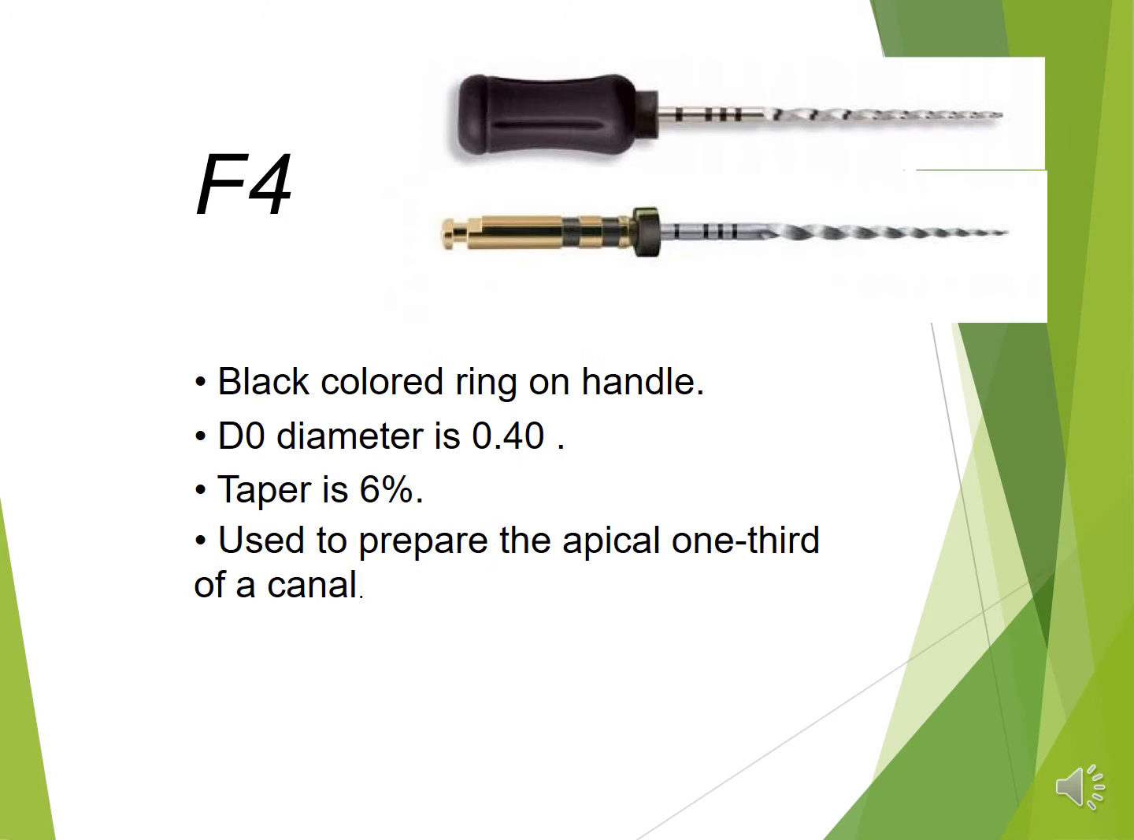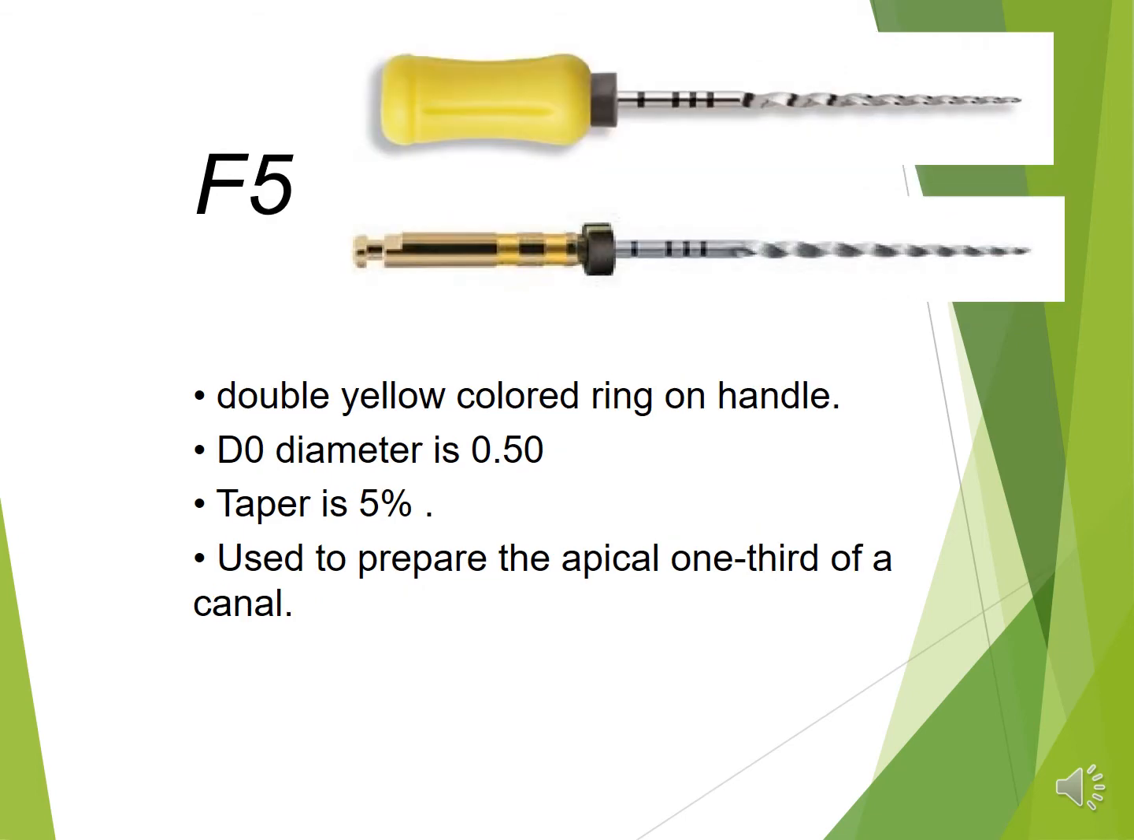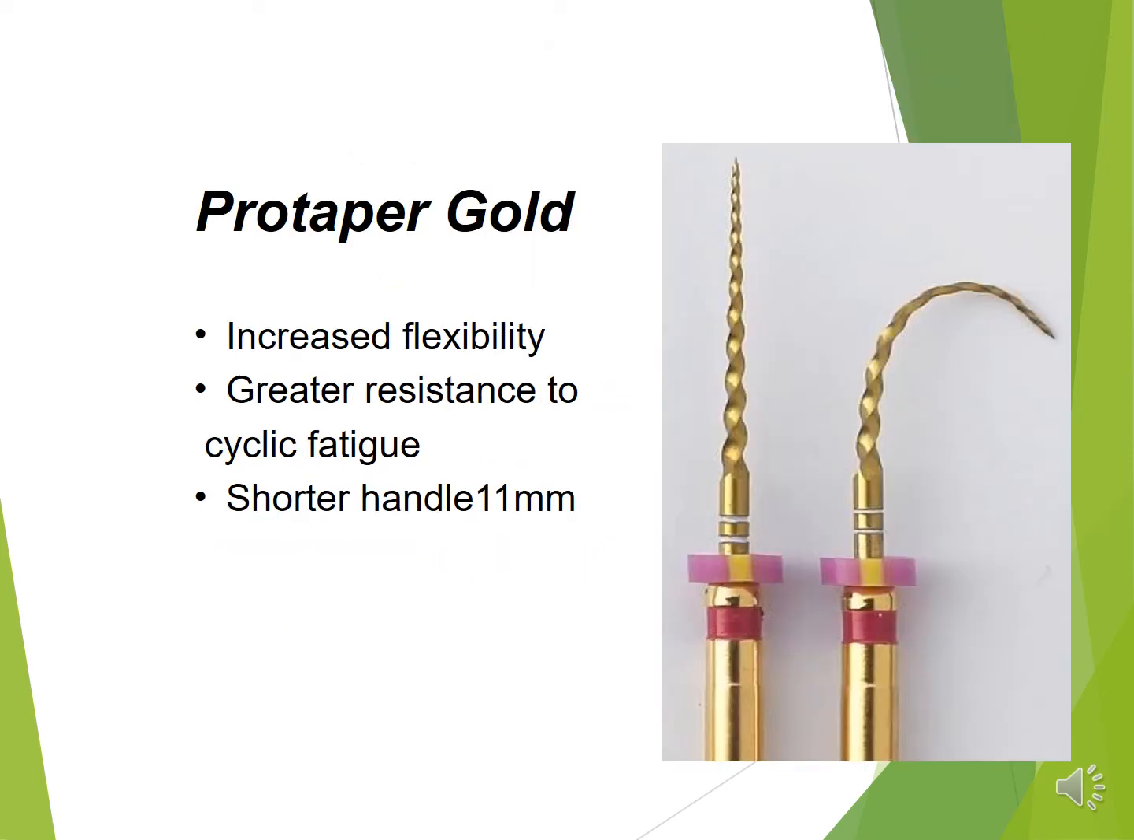F4 file has a black color ring on the handle. The D0 diameter is 0.40 whereas the taper is 6%, used to prepare the apical third of the canal. F5 has a double yellow color ring on the handle. That's the differentiation between the F1 and F5. F1 has a single ring whereas an F5 has 2 rings. The D0 diameter is 0.50 and the taper is 5%.